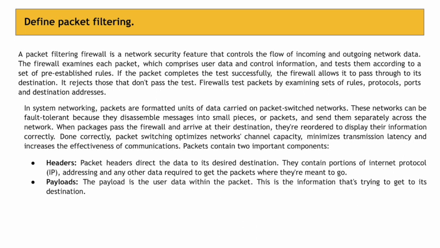Packets contain two important components: header and payload. Header: the packet header directs the data to its desired destination. It contains portions of the Internet Protocol, like IP addressing, and any other data required to get the packets where they are meant to go. Next is the payload. The payload is the user data within the packet. This is the information that's trying to get to its destination.